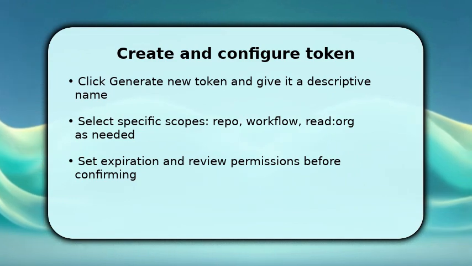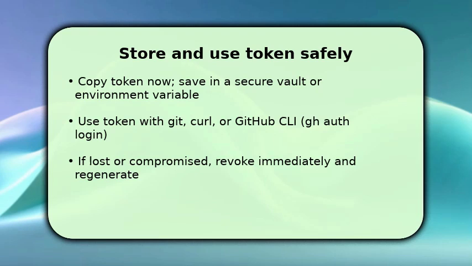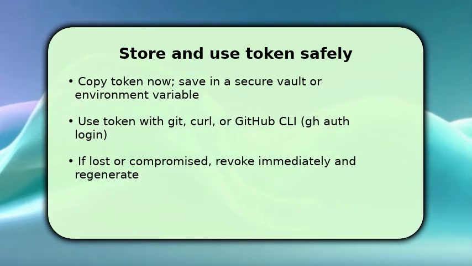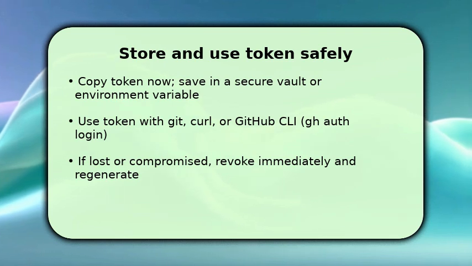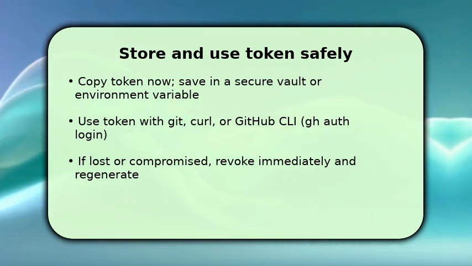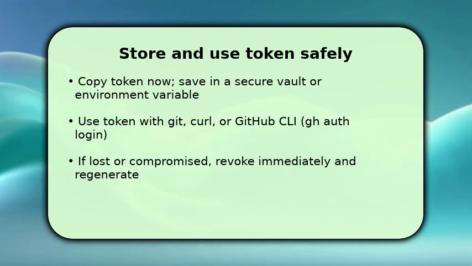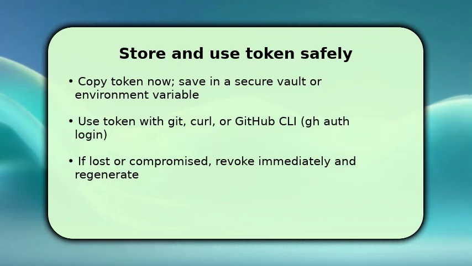You must copy the token immediately and store it in a secure vault or as an encrypted environment variable. Don't paste it into chat or code. Then, use it with Git as a credential, in curl authorization headers, or run gh auth login to authenticate the CLI. Once integrated, verify access by performing a simple operation like listing repos.